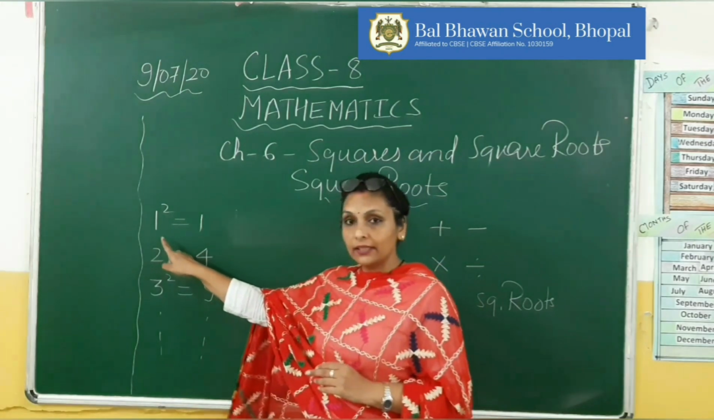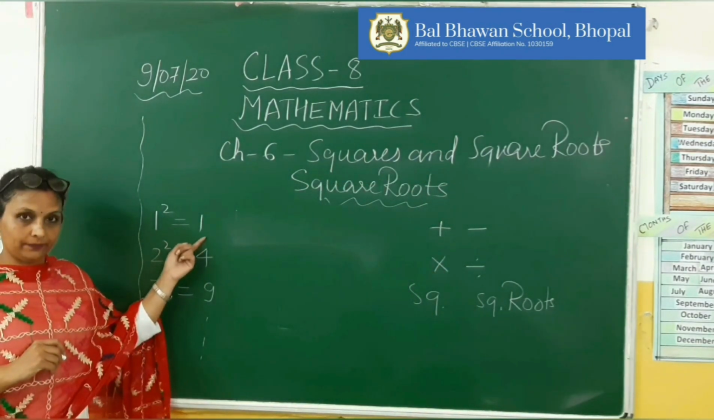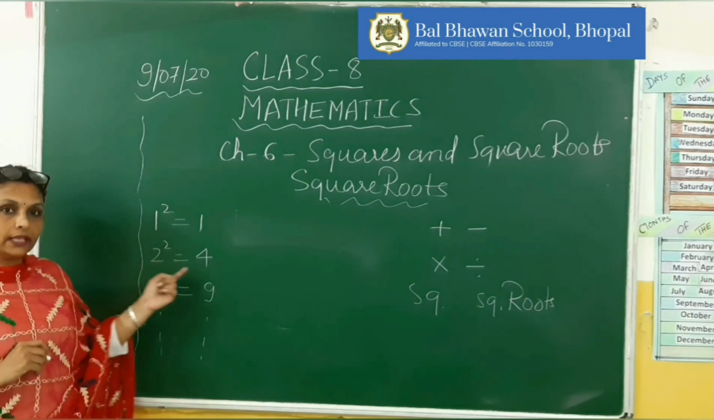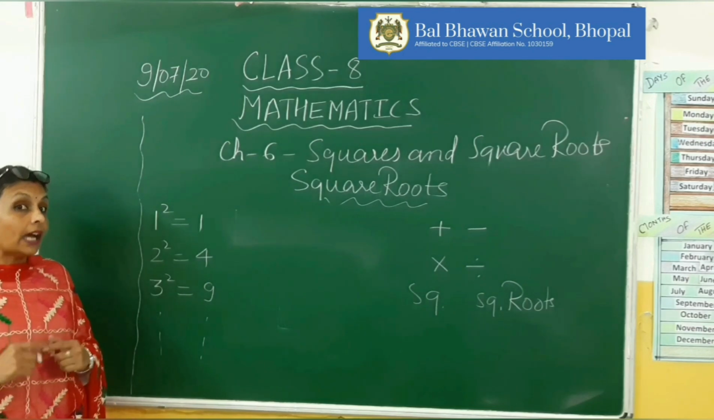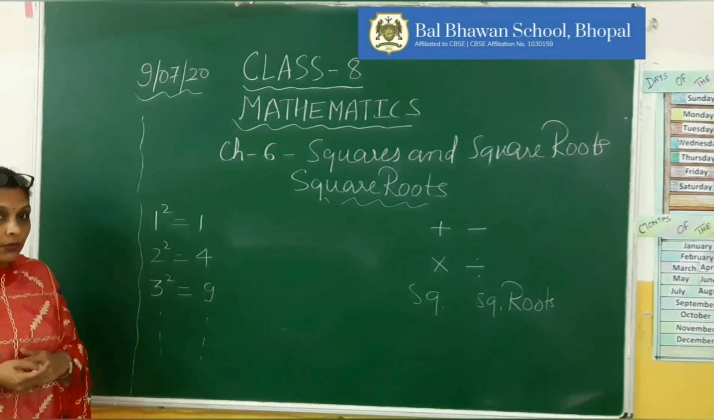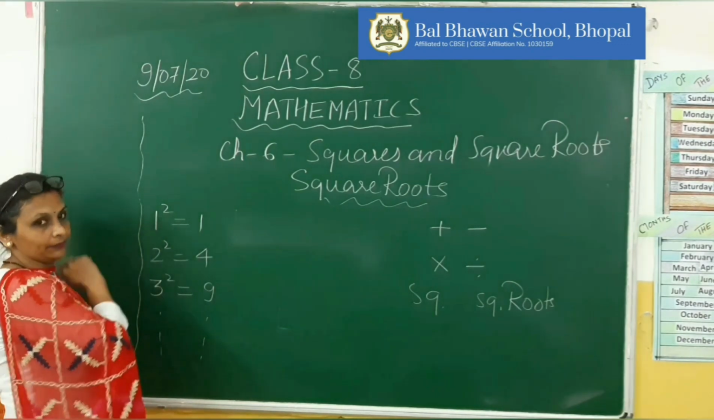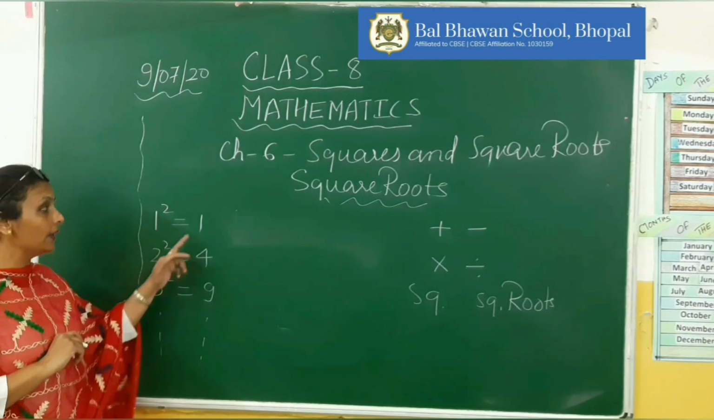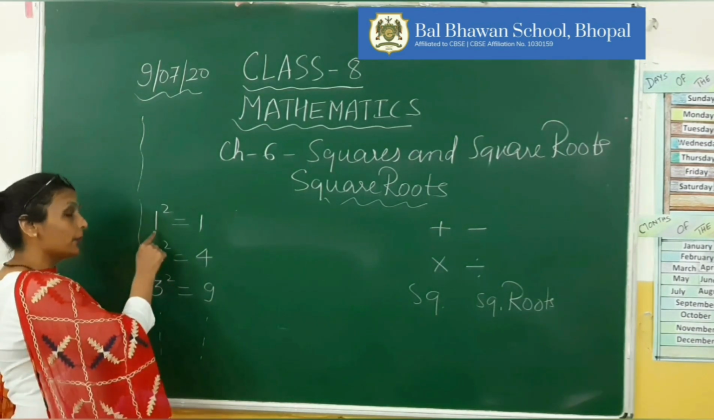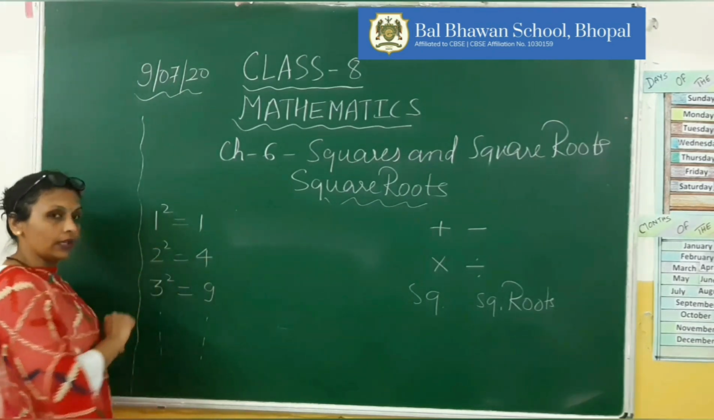What is this, children? Square of 1 is 1. Square of 2 is 4. Square of 3 is 9. But now, if I am asking you, square of which number is 1? So what will be your answer? Yes, your answer will be 1. Means when we square 1, then only we get 1.